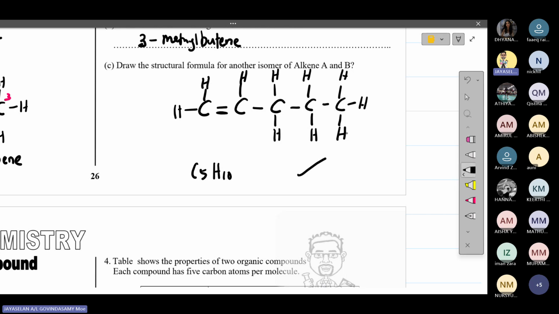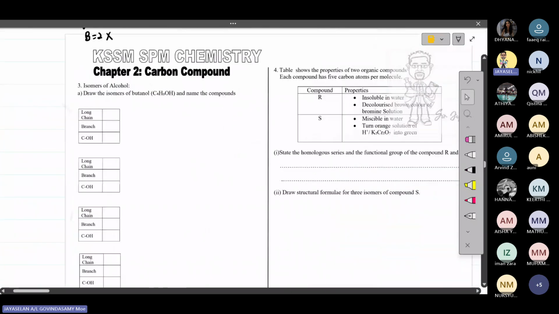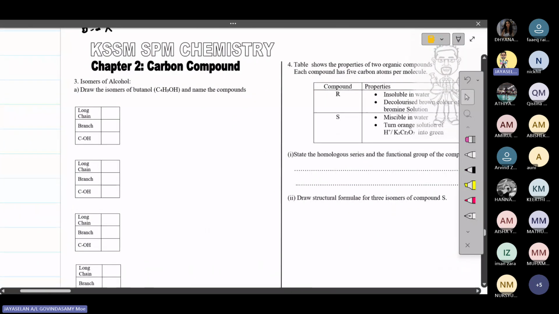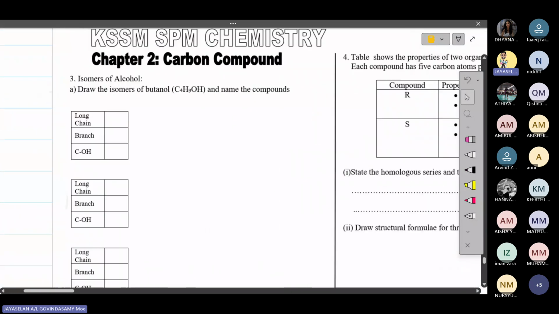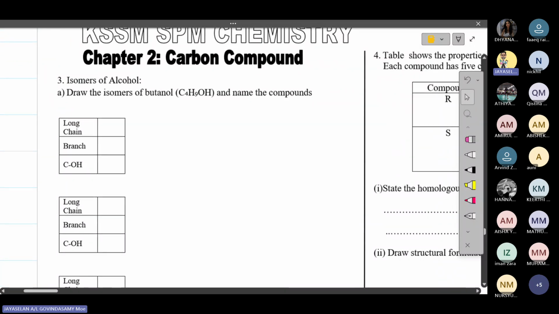Any question? No question. Easy, right? Okay. So now we go for alcohol. Alcohol is the same as alkene. Okay, for alcohol you have to name it like alkene too.